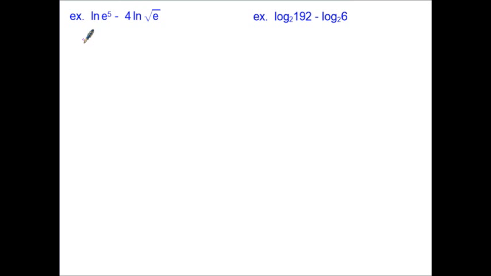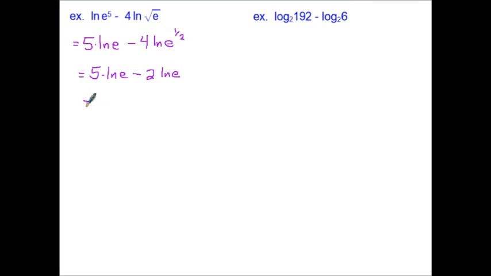Okay, the 5 can come out in front, so this becomes 5 times the natural log of e, minus 4 natural log of the square root of e, which is the same thing as saying e to the 1/2 power. I'm going to take an extra step here, please bear with me. 5 times natural log of e minus, well, if the 1/2 comes out in front and hits that 4, we multiply, and of course 4 times 1/2 is just a plain old 2. So then we've got natural log of e again.